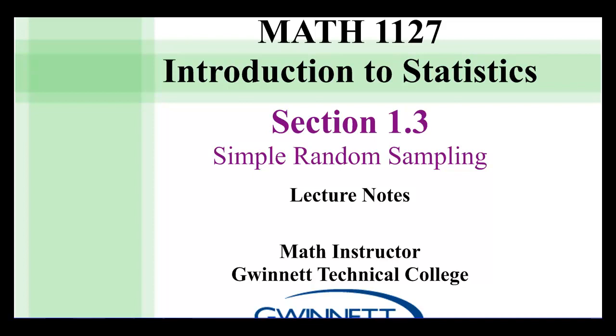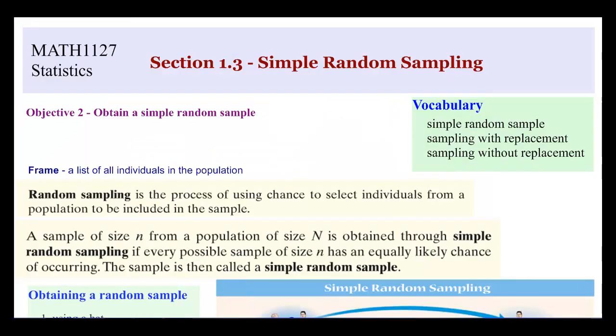All right, we're going to talk about section 1.3, which is simple random sampling. So we're going to talk about how to get a simple random sample, but before we do that, I want to remind you of what a frame is. A frame is a list of all individuals in the population. Random sampling is the process of using chance to select individuals from a population to be included in the sample. So that's random sampling, and now we're going to talk about a simple random sample.